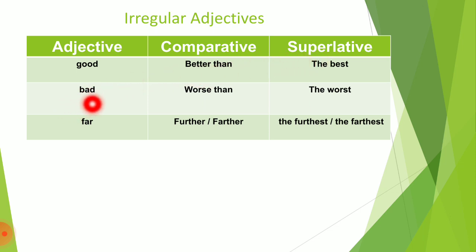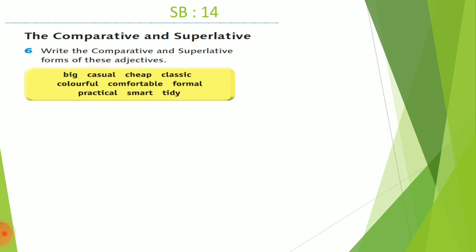في عندي bad اللي هي معنى سيء، لما بدي أحكي أسوأ من رح نحكي worse than. وفي عندي لما بدي أحكي إنه هو الأسوأ، بمعنى إني أنا بدي أعمل superlative form رح نحكي the worst. وفي عندي far اللي هي معنى بعيد، رح نيجي بالcomparative نحكي further أو farther، وبالsuperlative رح نحكي the furthest أو the farthest. Okay. Now let's go to the student book page 14 and do exercise 6.